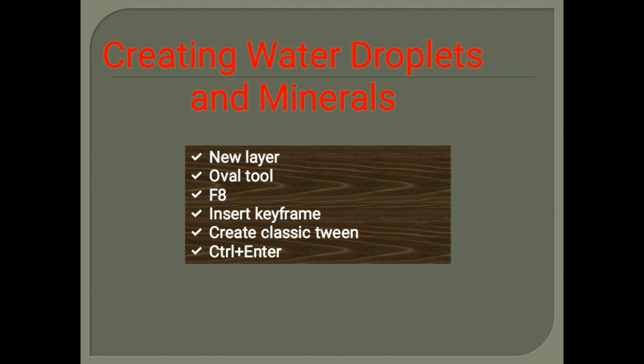Step 5, now insert a keyframe at frame 10 and drag the droplet along the path to the place where you want the droplet to set. Step 6, on the timeline, right click on the frame between 1 to 10 and select the Create Classic Tween option. Add more keyframes and change the position of the water droplets to show the movement towards the stem of the tree.